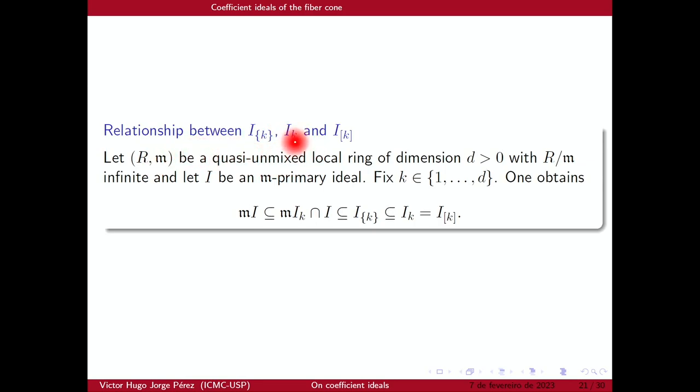This is the coefficient ideal defined by Shah. This is the coefficient ideal defined by Put, Carral, Herzog, Verma. This is what we defined, the coefficient ideals of the fiber cone. In the m-primary case, we obtain this. This is an equality, but this is the inclusion in this ideal. We have these relationships.